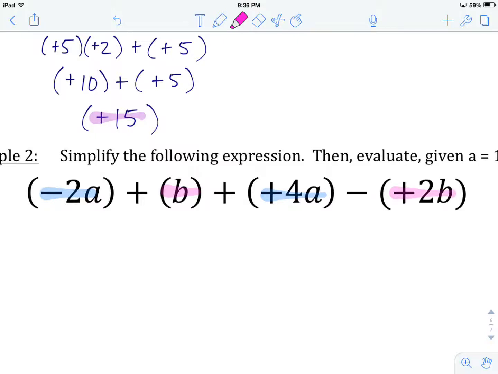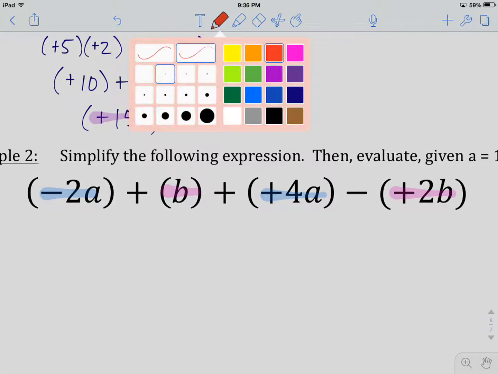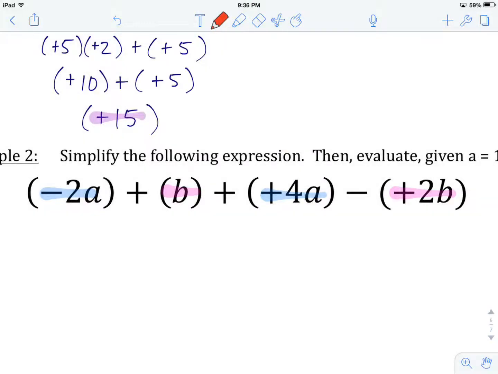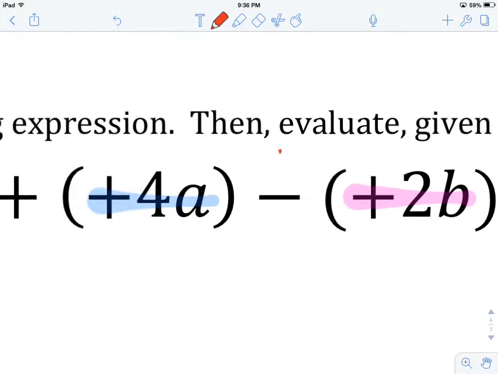Again, they haven't written it. That's okay. And a positive 2b right there. So those two terms are alike. Before we do our rewrite step, let's have a look down the line to see if we're going to be combining using addition every time.